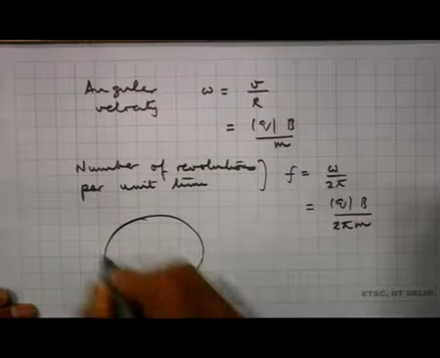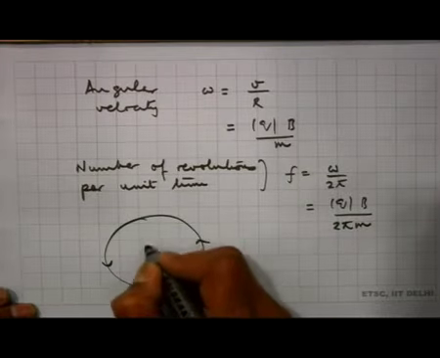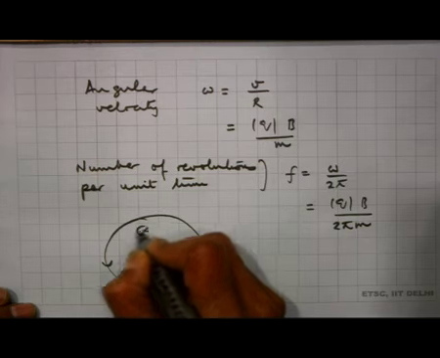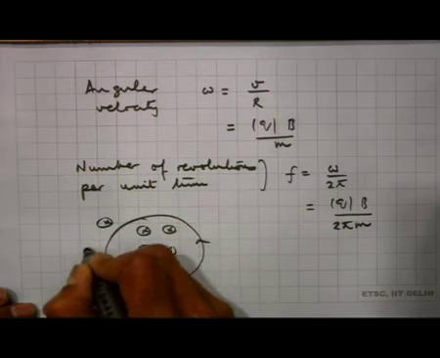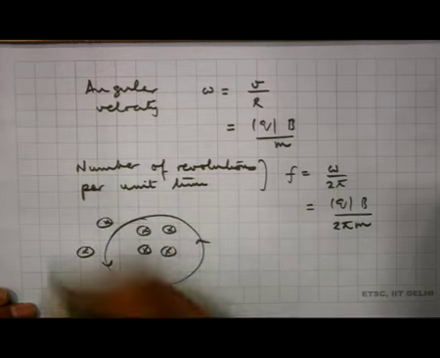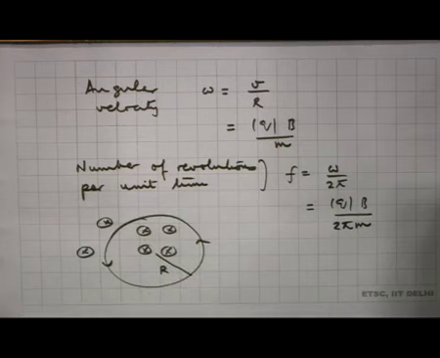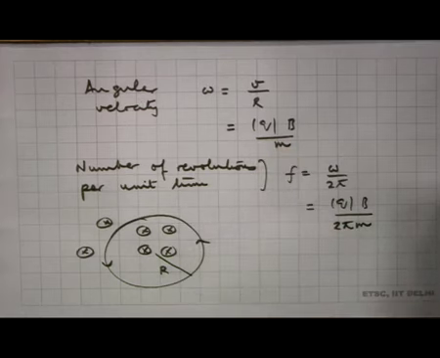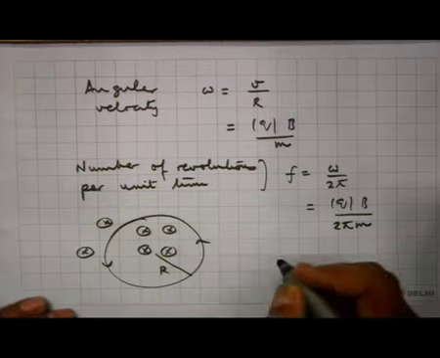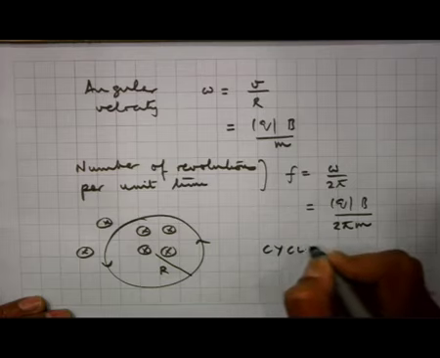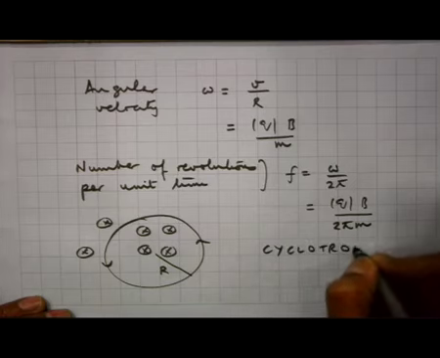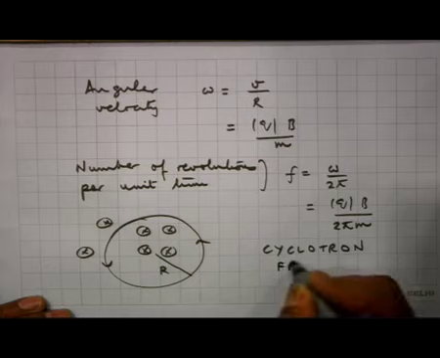So, the particle will go along a circular path in the magnetic field, and it keeps circulating along a path of radius r. The angular velocity is q B by m, and the frequency of revolution is simply given by mod q into B by 2 pi m, and this frequency is called the cyclotron frequency. We will come to this later, cyclotron frequency.